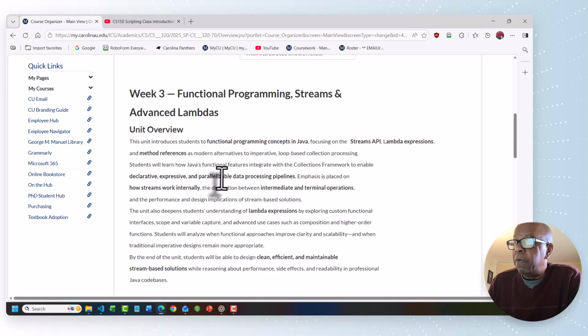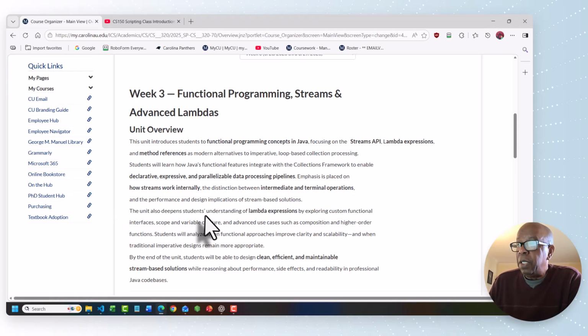Students, you will learn Java functional features and integrate them with the collection framework to enable declarative, expressive, and parallelizable, okay, doing things concurrently, data processing pipelines. So you can have one pipeline doing one thing, another pipeline doing another thing, and they're doing them at the same time in Java. We're going to have an emphasis on how streams work internally, the distinction between intermediate and terminal operations, what is that bias, what it doesn't bias.